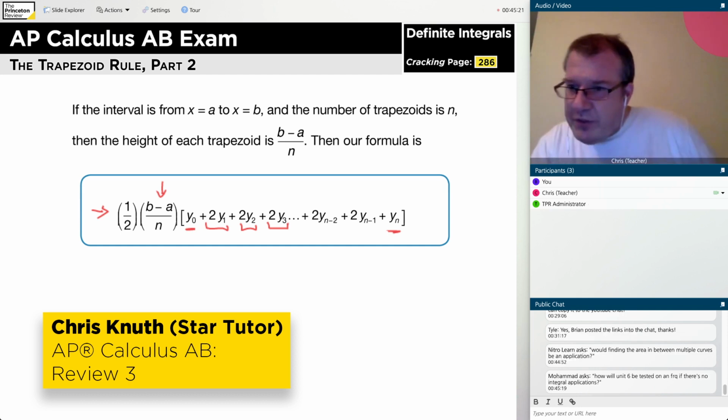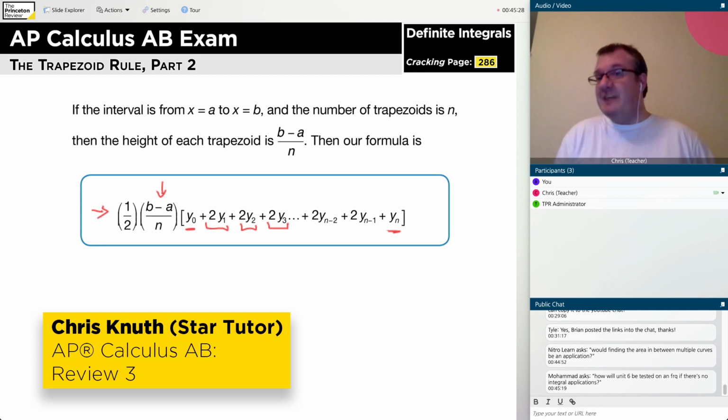And how will Unit 6 be tested on for a question if there's no integral applications? Oh, use substitution or Riemann sums. The examples I was showing here, those are going to be probably the most common ways that they're going to be bringing it into the test, if I had to guess. But yeah, the use substitution would probably be the heavy hitting application.